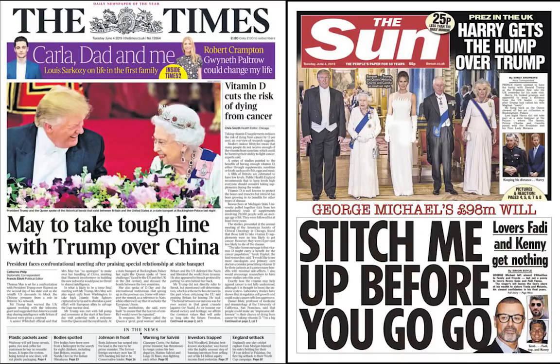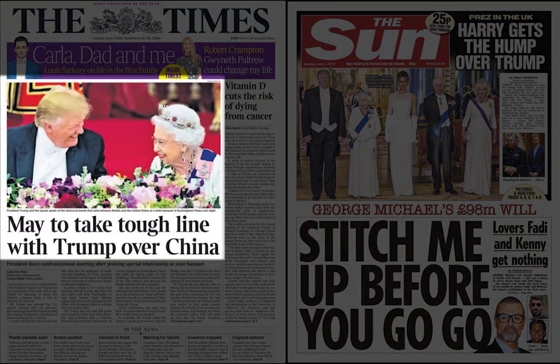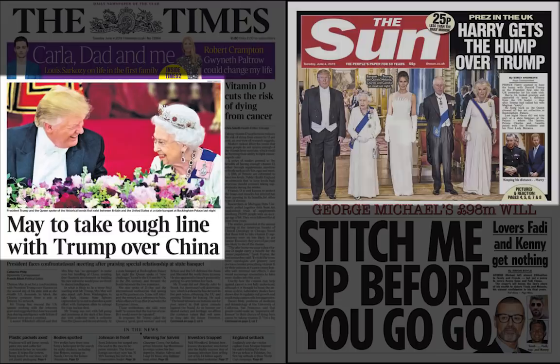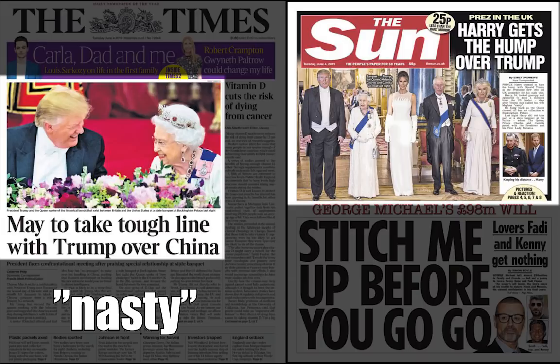The Times newspaper leads with May to take tough line with Trump over China, though the picture seems to feature a smiling Trump and Her Majesty Queen Elizabeth II. By contrast, the Sun newspaper features a headline, "Harry gets the hump over Trump," referencing Prince Harry's reduced involvement in the Donald Trump state visit after President Trump allegedly called Meghan Markle, Harry's wife, a nasty woman.